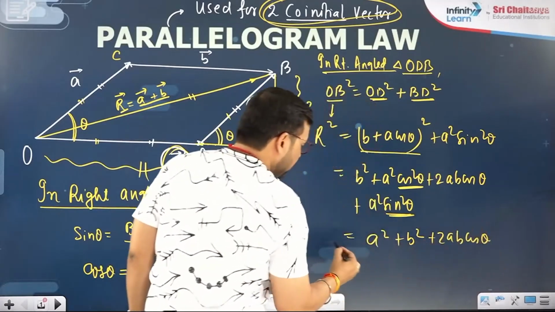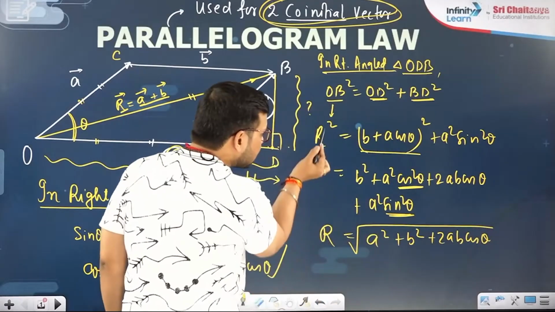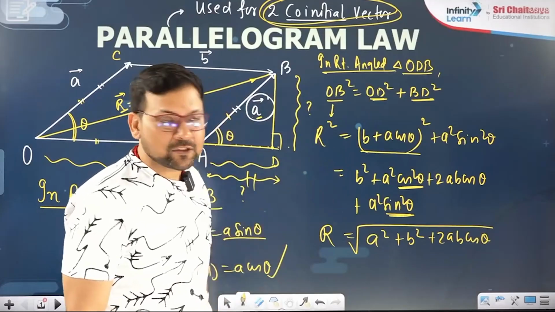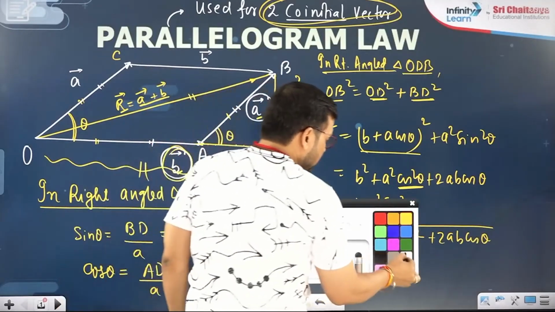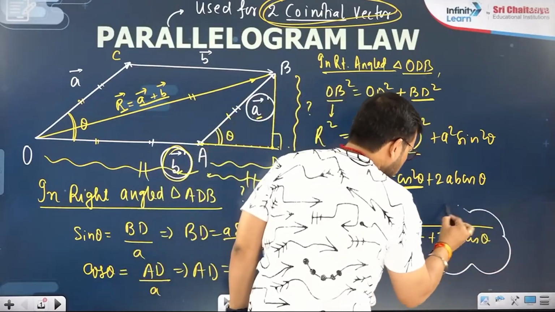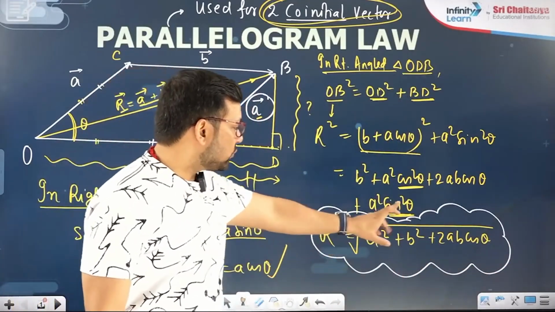I am sure many of you have heard about this formula. I am taking the root because R square was there, and only R I want to calculate. I have taken the square root of the right hand side. We had a brief discussion of how this formula comes in derivation. That is our A square plus B square plus 2AB cos theta.